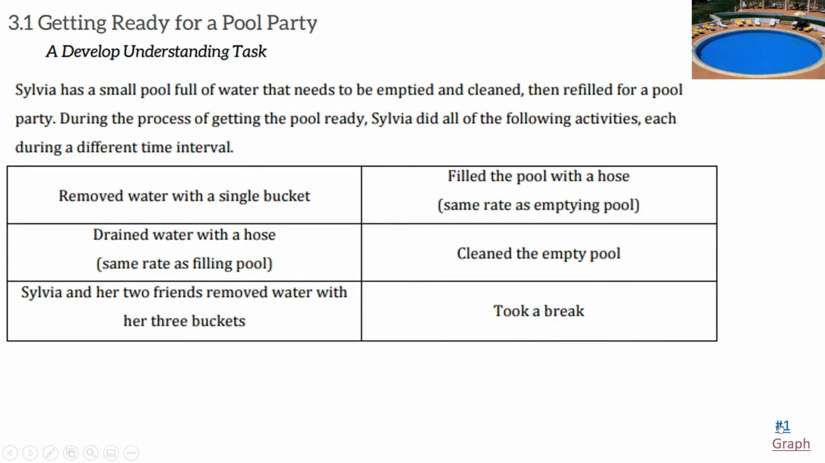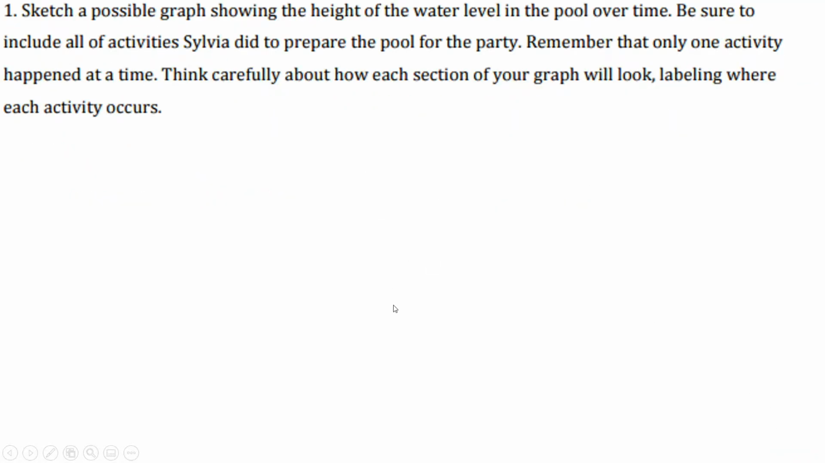So I'm going to go over to my hyperlink right here, number 1. And number 1: sketch a possible graph showing the height of the water level in the pool over time. Be sure to include all of the activities Sylvia did to prepare the pool for the party. Remember that only one activity happened at a time. Think carefully about how each section of your graph will look, labeling where each activity occurs. All right, this is going to be really cool.